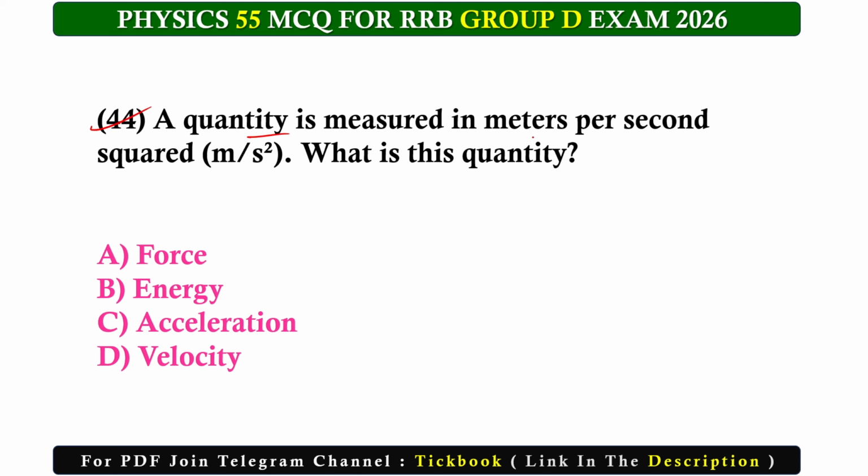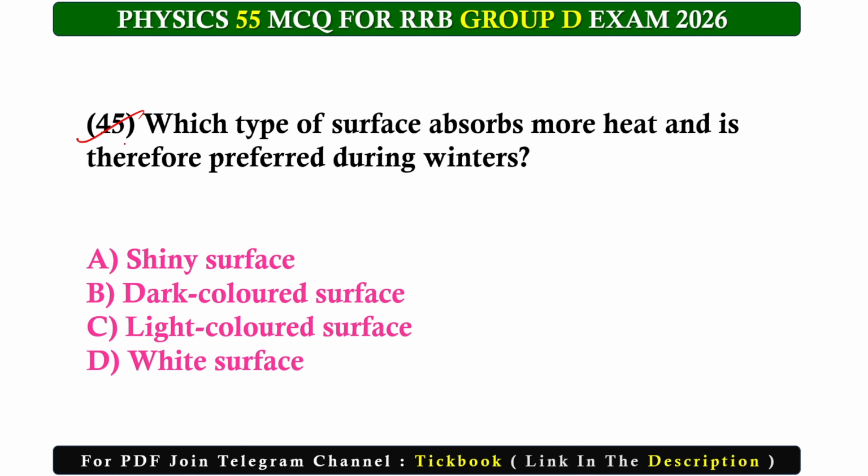44. A quantity is measured in meters per second square. What is this quantity? Option number C, acceleration. 45. Which type of surface absorbs more heat and is therefore preferred during winters? Option number B, dark colored surface.